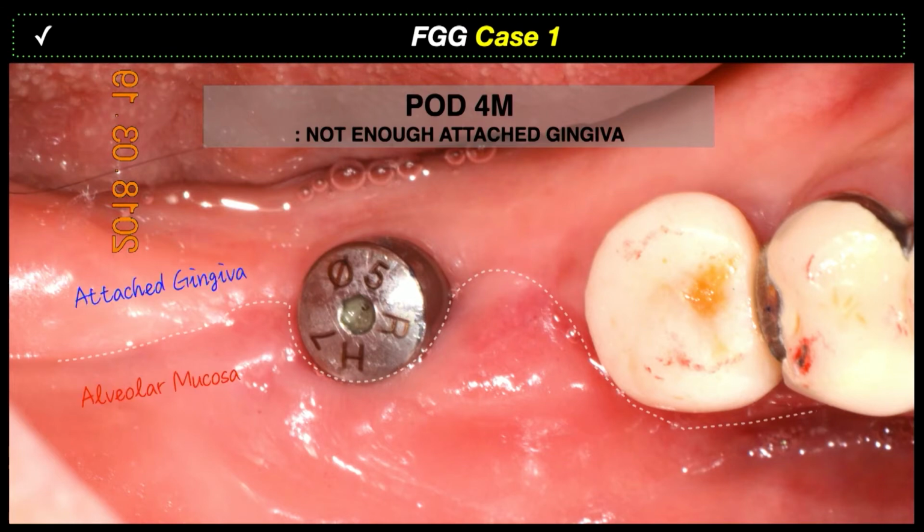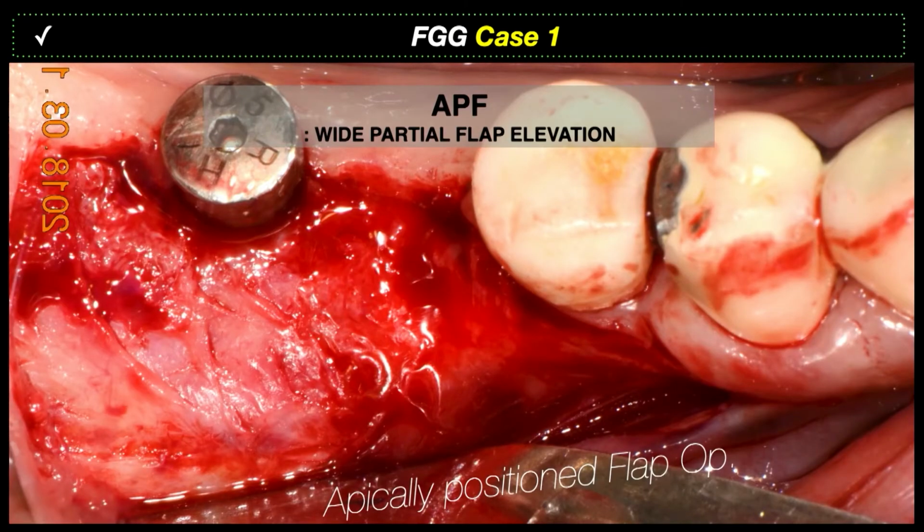But as you see, there's a severe soft tissue problem. The alveolar mucosa is embedded to the lingual side of the healing abutment. So in this case, I decided to perform a free gingival graft.